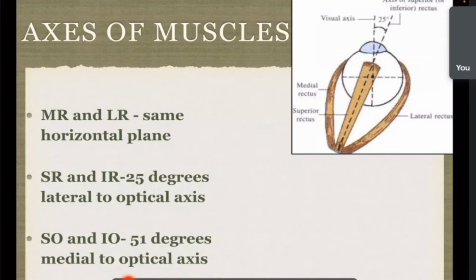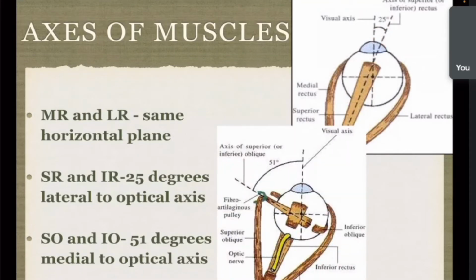And what about superior oblique and inferior oblique? See the superior oblique, and this is the insertion, the line of pull of superior oblique. So what is the axis? It is 51 degrees to the optical axis. They can draw this. This is the optical axis. Superior rectus is 25 degrees lateral.